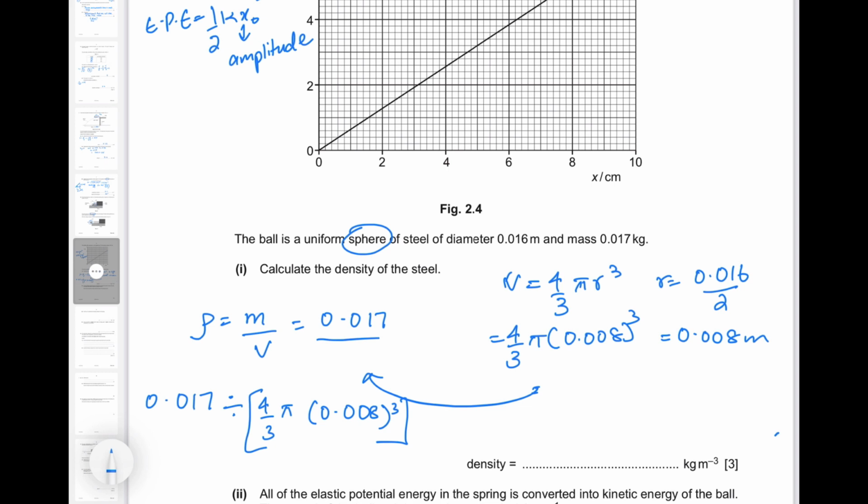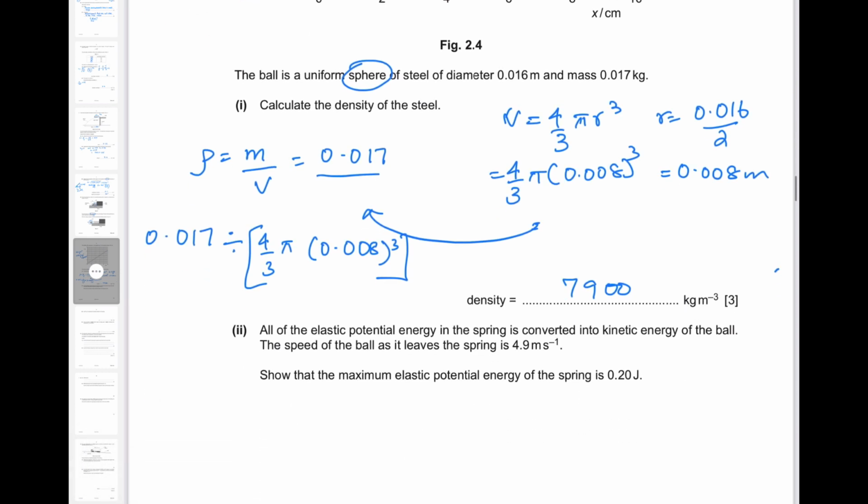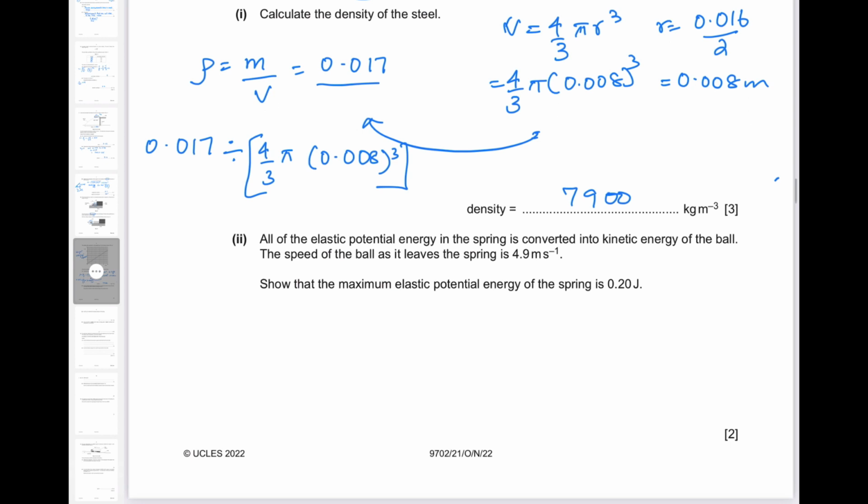And this is equal to 7900 kg per meter cube. 2. All of the elastic potential energy in the spring is converted to the kinetic energy of the ball. The speed of the ball as it leaves the spring is 4.9 meters per second. Show that the maximum elastic potential energy of the spring is 0.2 joules.